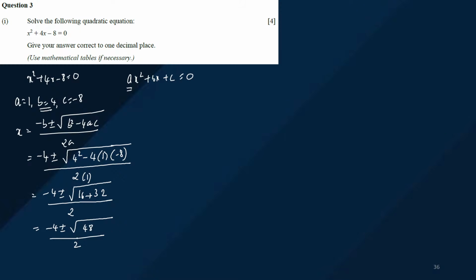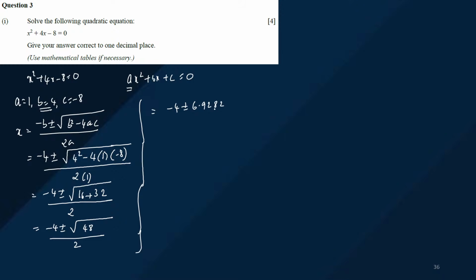So what is the square root of 48? You must know from the table. Minus 4 plus or minus square root of 48. Can anybody tell me, children, what is the square root of 48? Yes, it is 6.9282. I don't have the table right now, I just got it from the calculator. You please check the table.